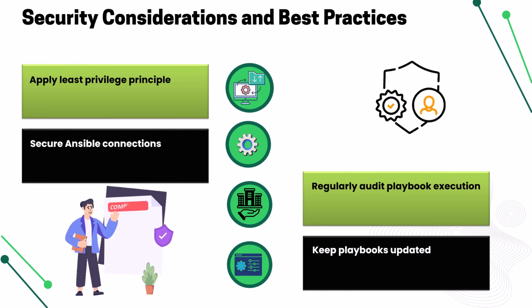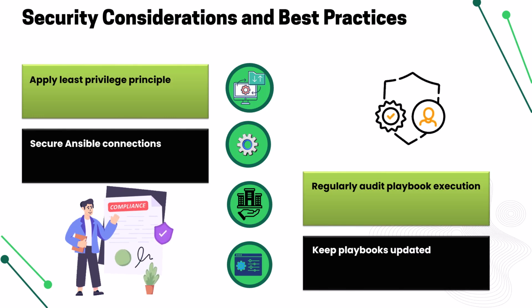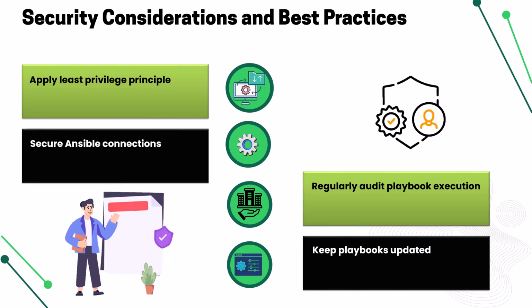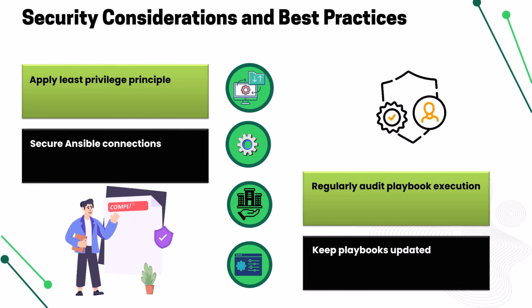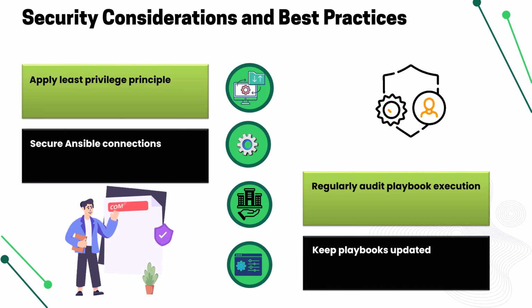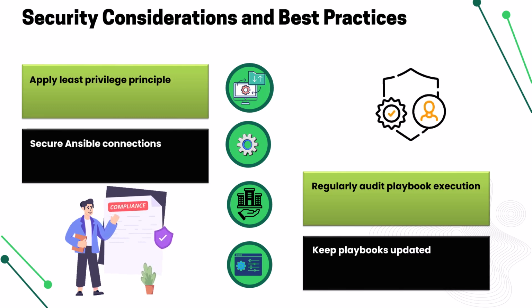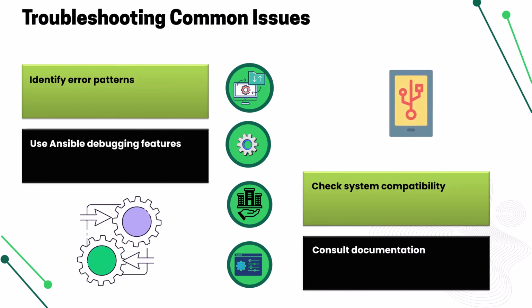Security, security, security. First, we follow the least privilege principle because giving too much access is a recipe for disaster. We secure Ansible connections because an unsecured system is an open invitation to trouble. Regular audits keep us ahead of potential threats, and updating playbooks ensures we stay sharp and not stuck in yesterday's tech.